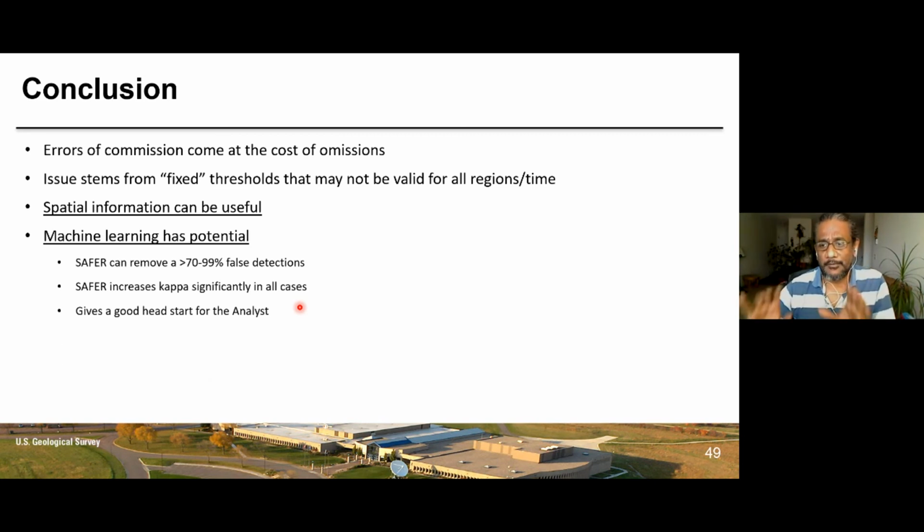I know you guys were bombarded with some of the beginning abstracts with a lot of technical numbers. That was actually the related paper that's coming out, hopefully. I'm still waiting for the review. What we did find is SAFER can safely remove about 70 to 90% of the false detections, or the commission errors. In cases, it significantly increases the kappa from basically no match at all to a much higher level. So it gives you a very good head start for the analyst. But we did see that analyst review is still needed, and it's an extremely important, crucial part.